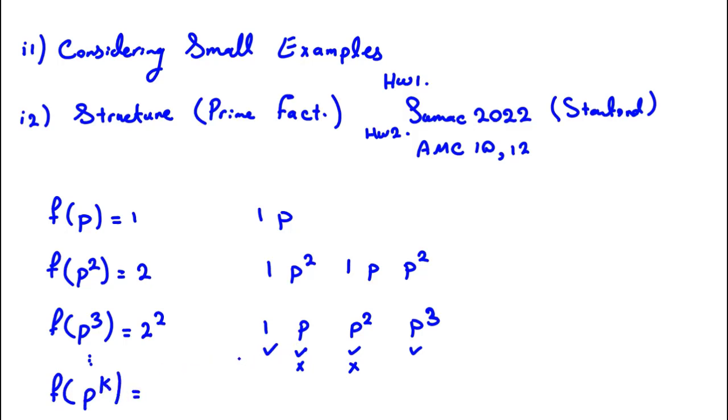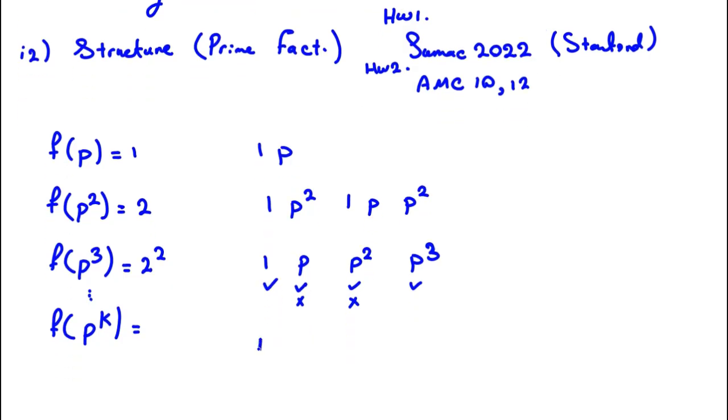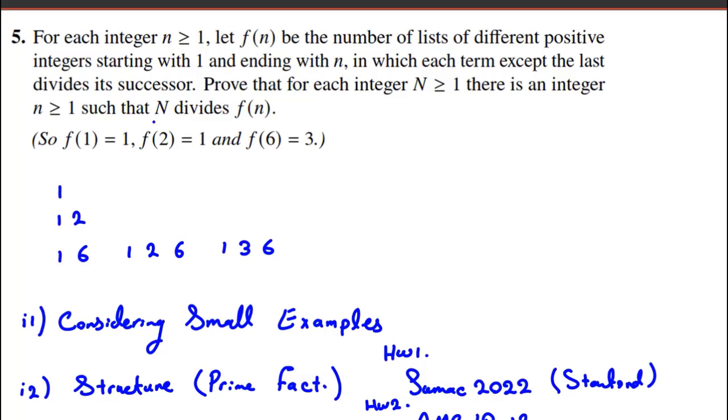Try to find it on your own. You can say like this. We should have 1 and p to the k, but for p we have two options. For p squared we have two options. For p to the k minus 1 we have two options. It is what? 2 to the k minus 1. Okay?